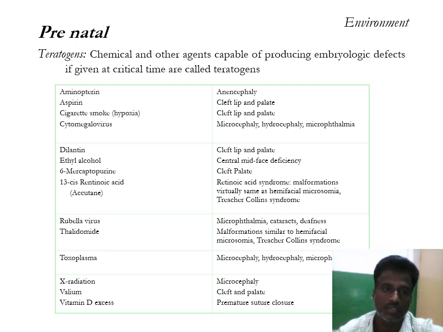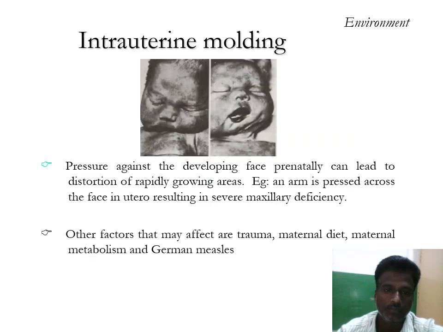The prenatal factors include some drug-induced teratogens, that means chemical and other agents capable of producing a developmental defect, which are called teratogens. These are the teratogens causing problems. Then intrauterine molding: pressure against the developing face prenatally can lead to distortion of rapidly growing areas. For example, an arm pressed across the face in utero, resulting in severe maxillary deficiency.